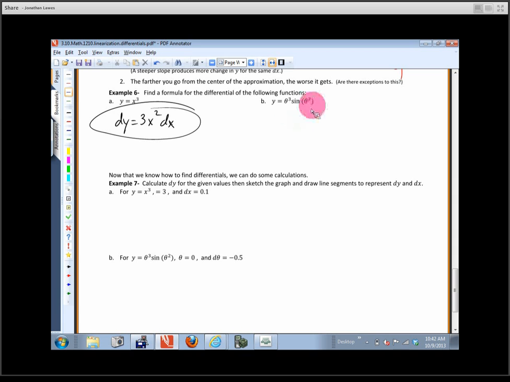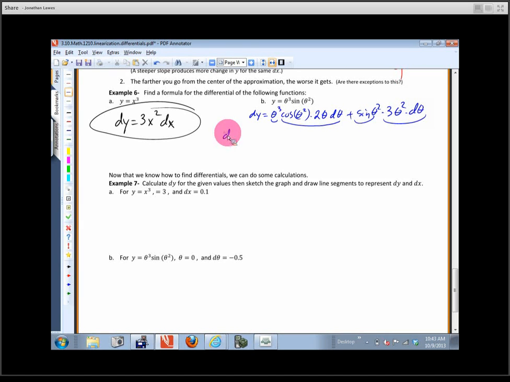This one's a little worse. So dy is equal to, what rule do I need to use here? Product rule. So we're going to do the first times the differential of the second. So that's going to be cosine theta squared times 2 theta d theta. There's the first, there's the differential of the second, plus the second, sine theta squared, times the differential of the first. Well, that's going to be 3 theta squared d theta. So there's the second times the differential of the first.